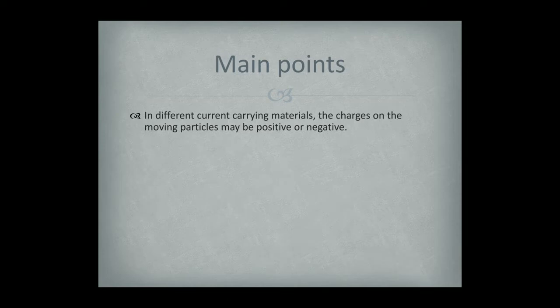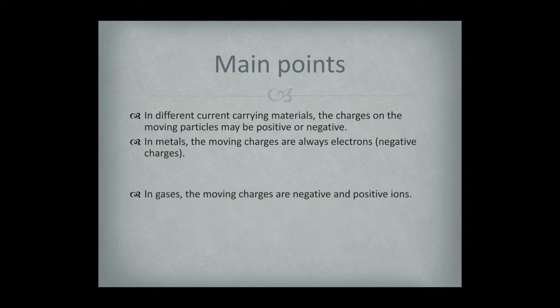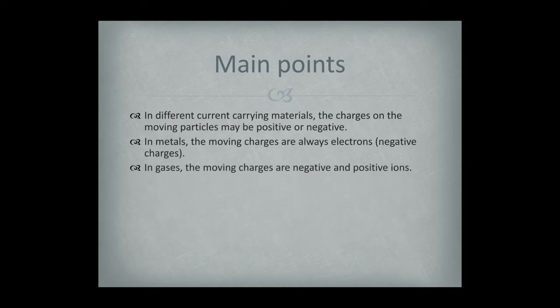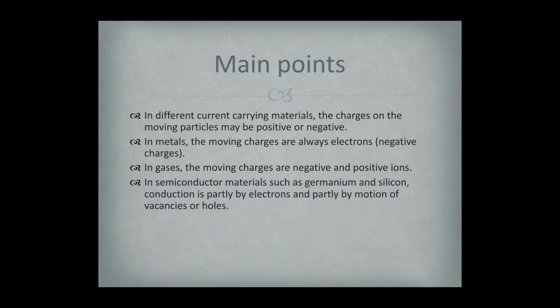In different current carrying materials, the charges on the moving particles may be positive or negative. In metals, the moving charges are always electrons. These are negatively charged particles. In gases, the moving charges are negative and may be positive. These are negative and positive ions.